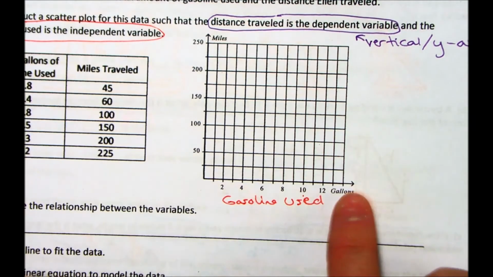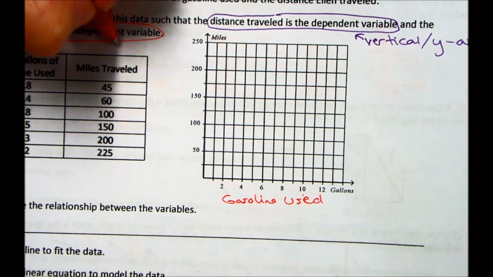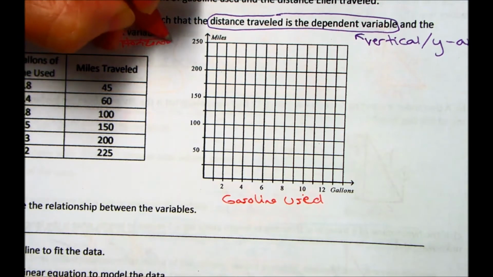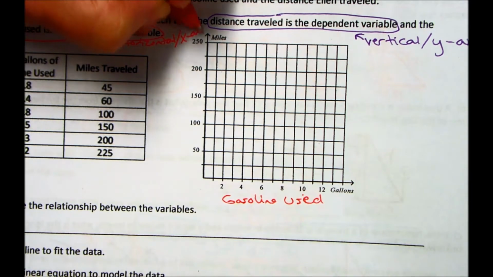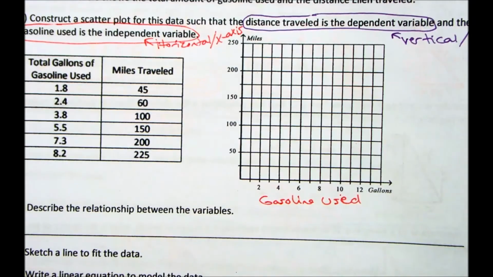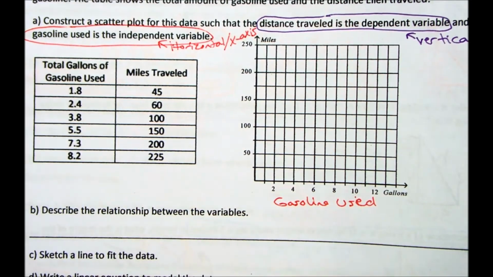And that again is independent. So independent is basically your horizontal or x-axis. So just little notes there. Now let's graph the data.